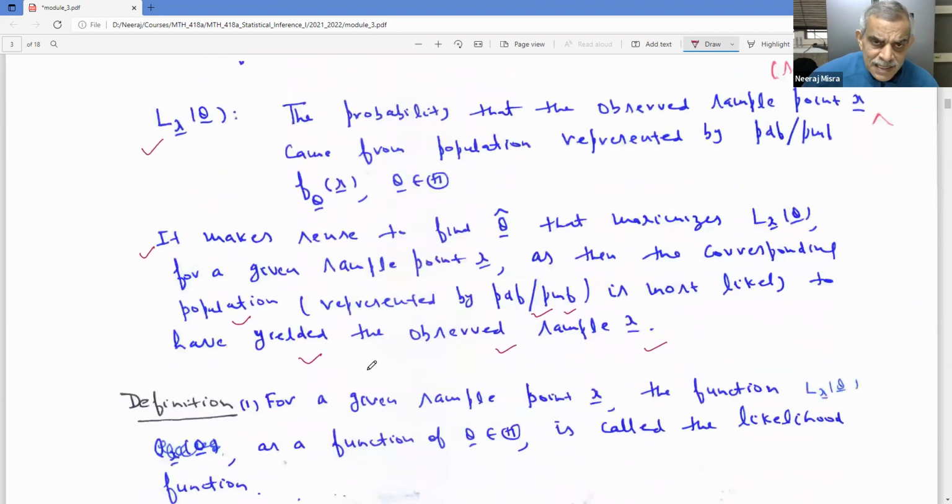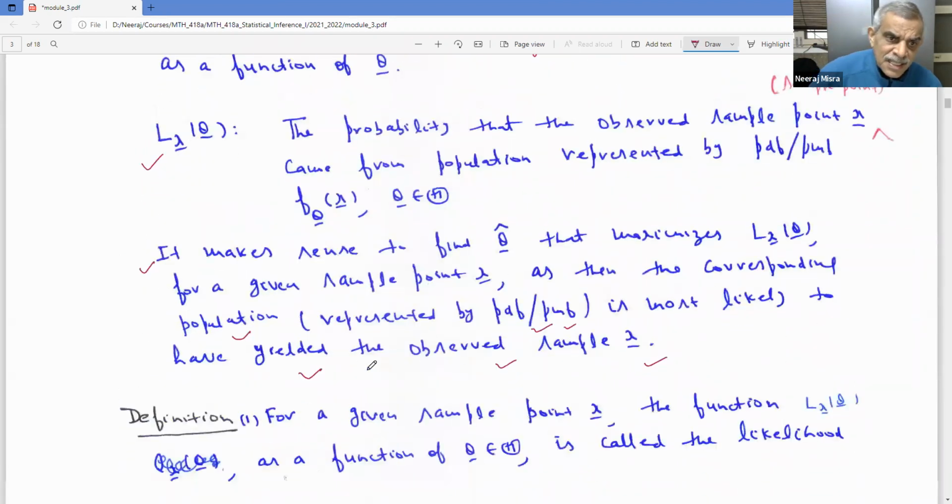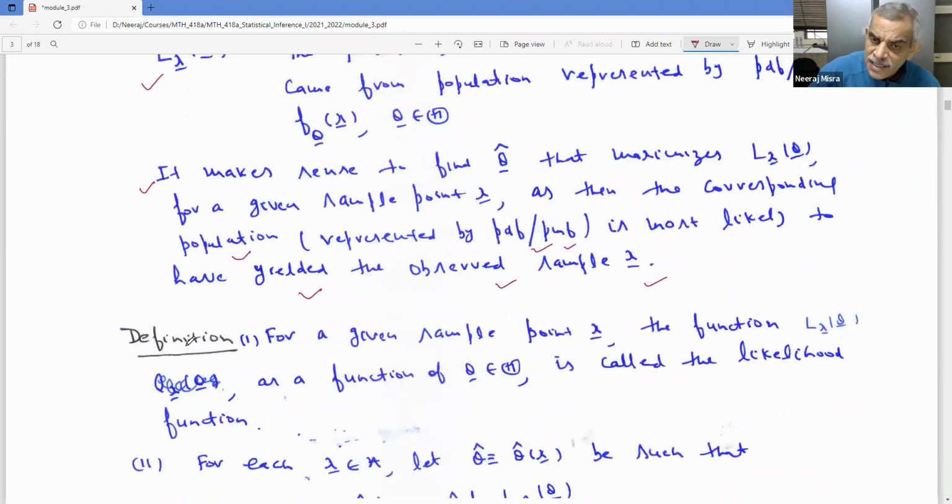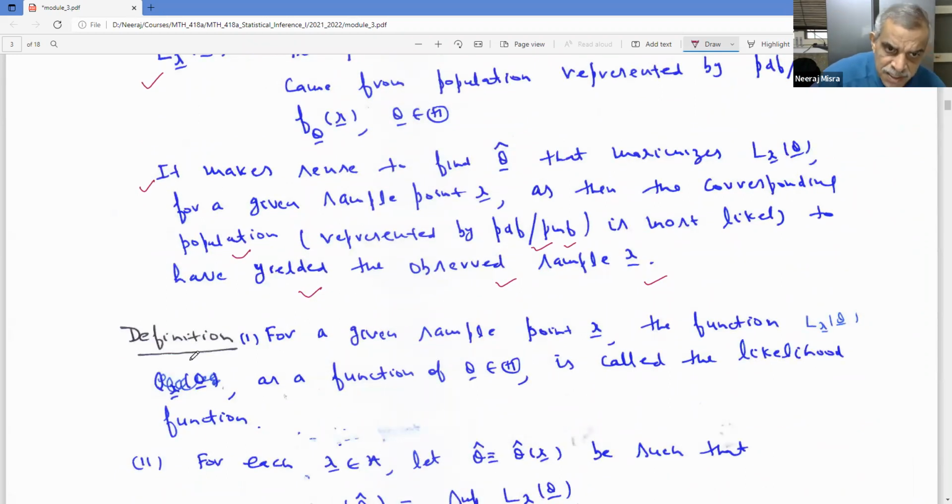And unlike the method of moments estimator, the maximum likelihood estimator will always be a function of the sufficient statistic. Why? Because your likelihood function is nothing but a PDF. So by the factorization theorem, you can always factorize your PDF so that it has a sufficient statistic factor. And you are maximizing that. So that means your data is coming through only the sufficient statistic T, so your estimator would depend on the sufficient statistic.